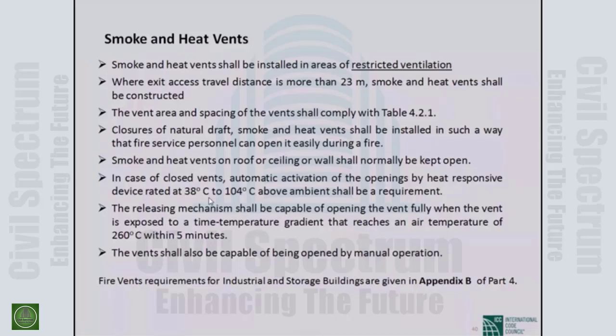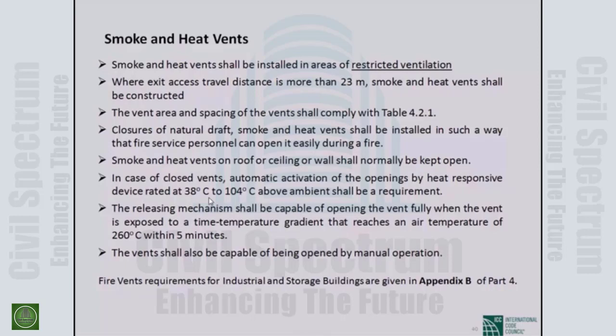Closure of natural draft smoke and heat vents shall be installed in such a way that fire service personnel can open them easily during a fire. Smoke and heat vents on roof, ceiling or wall shall normally be kept open. So you have to think that way, that this will be open.